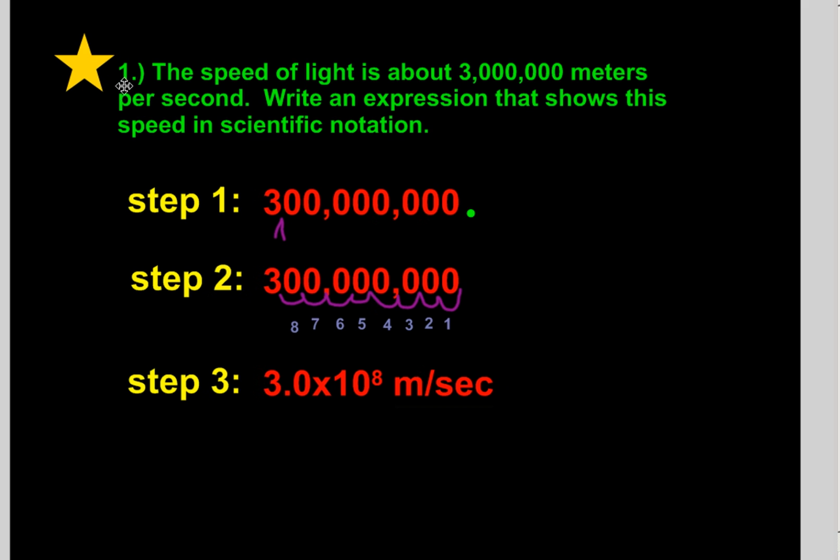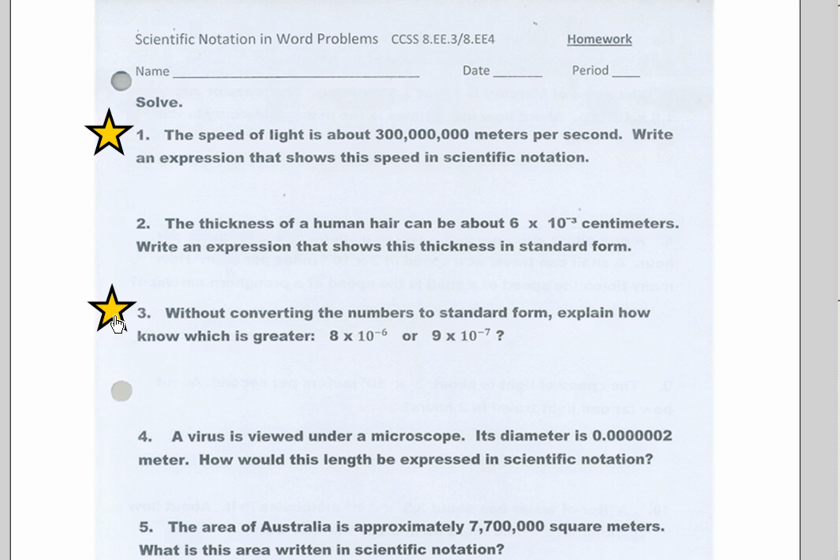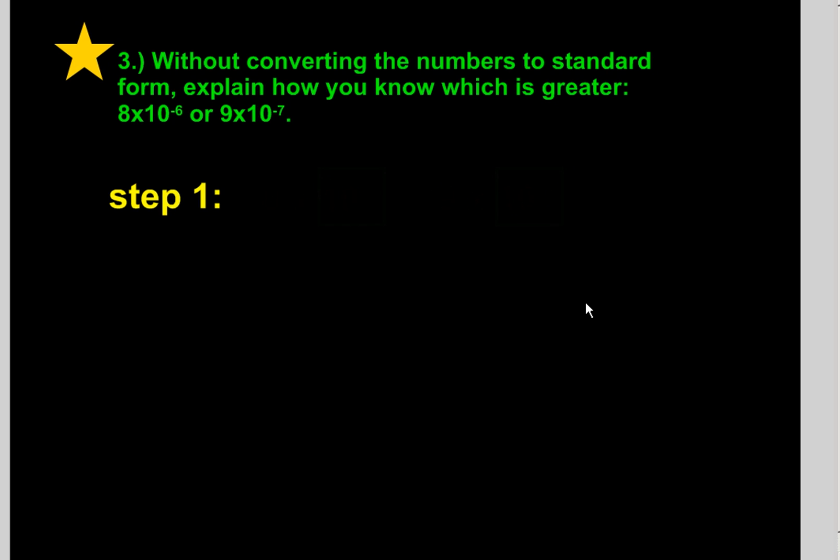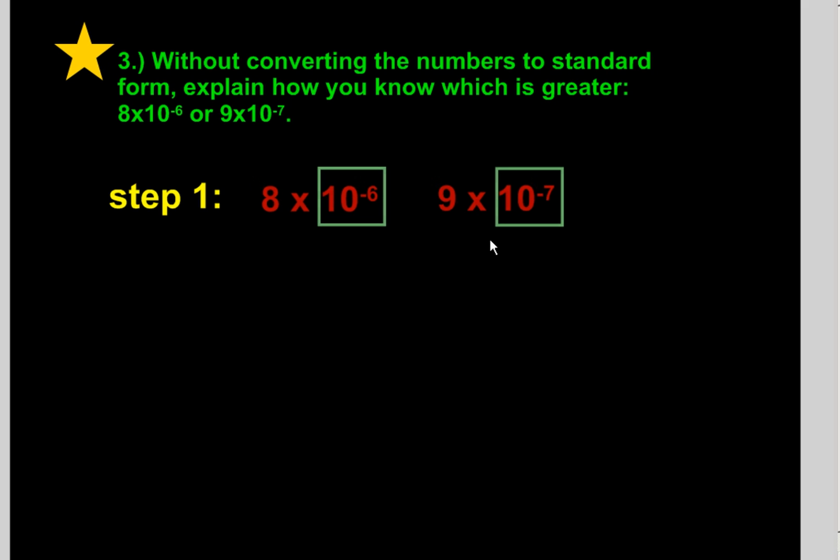Okay. Let's take a look at the next question. Question number 3. Without converting the numbers to standard form, which means we have to leave them in scientific notation, explain how you know which one is greater. Well, this one we can solve in one step, and we really just have to look at the exponents. We need to see which number has the bigger exponent on base 10, and that's going to tell us which of these is really greater. Now, with negative numbers, negative 6 is going to be bigger than negative 7. So I can tell without converting that 8 times 10 to the negative 6 is larger than 9 times 10 to the negative 7th.